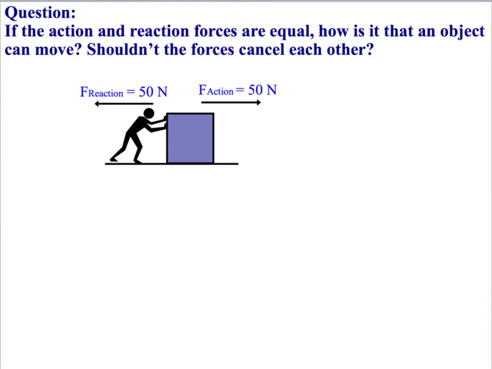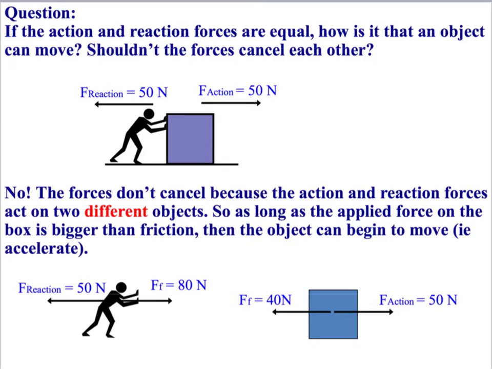So here's another common question. If the action and reaction forces are equal, then how is it that the object can move? I mean, shouldn't those forces cancel each other out? Shouldn't this action force over here cancel the reaction force? We put lines through them both and say, well, it's a balanced force situation. This thing is never going to move. And that's not true. That's not quite what's going on.